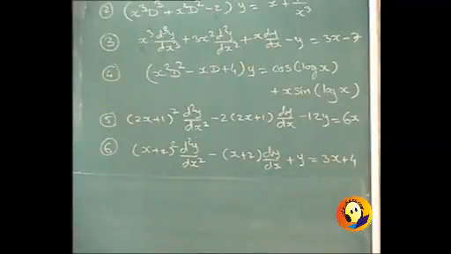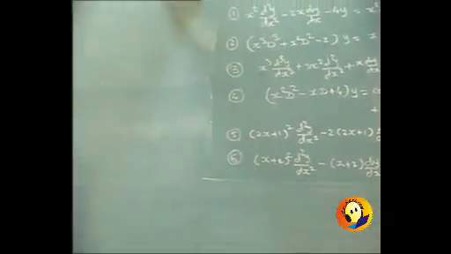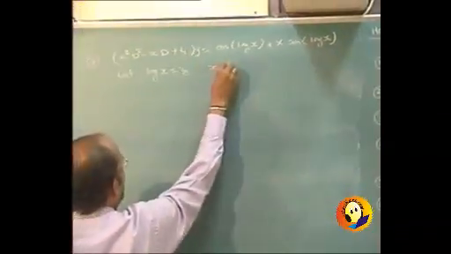Fourth problem: x square D square minus xD plus 4 operating on y equal to cos of log x plus x sin of log x. Substitution: let log x equal z, that is x equal to e raised to z.